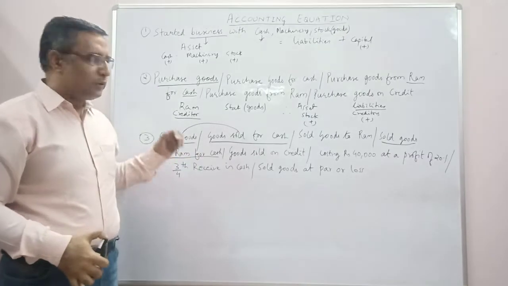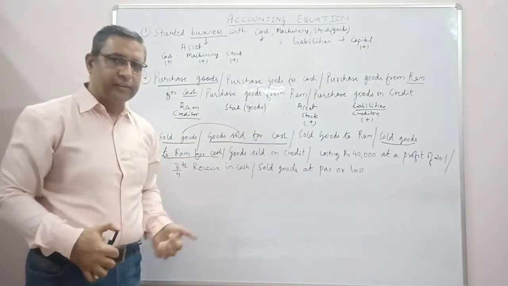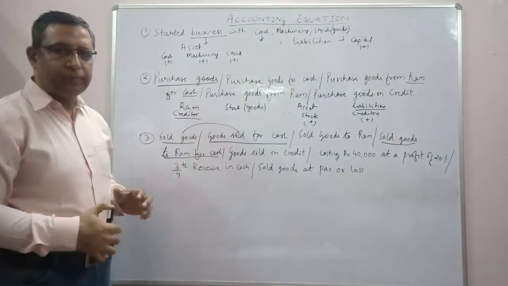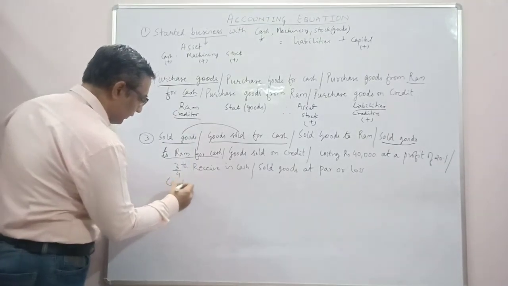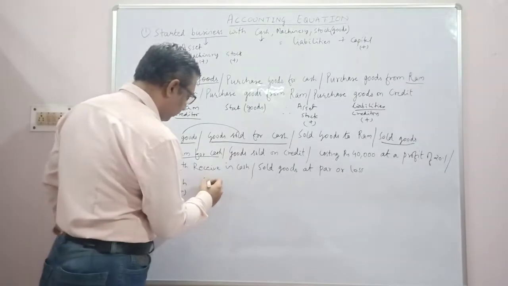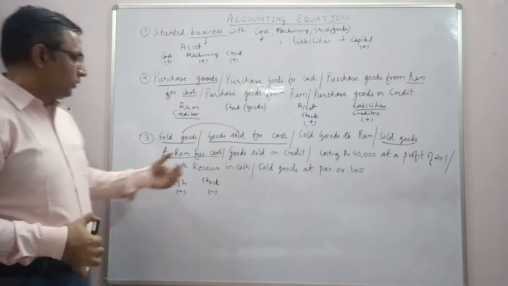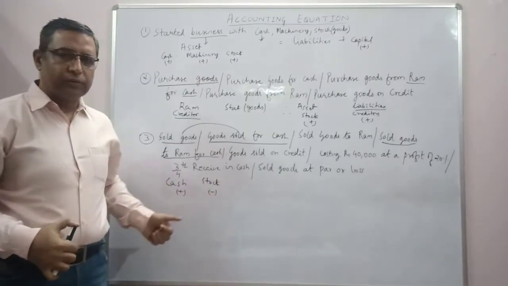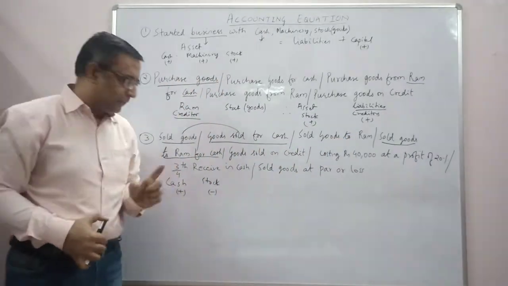Whether it is written as goods sold, goods sold for cash, or goods sold to Ram for cash, it means goods are sold on cash. Cash is going to increase and our stock is going to reduce. We have to deal with this situation. In all these three transactions, they mean the same thing.